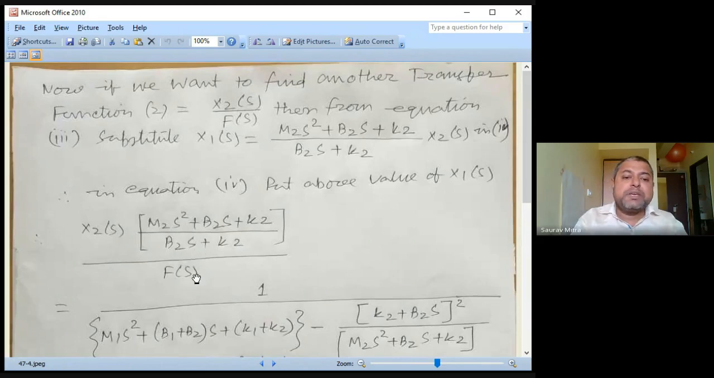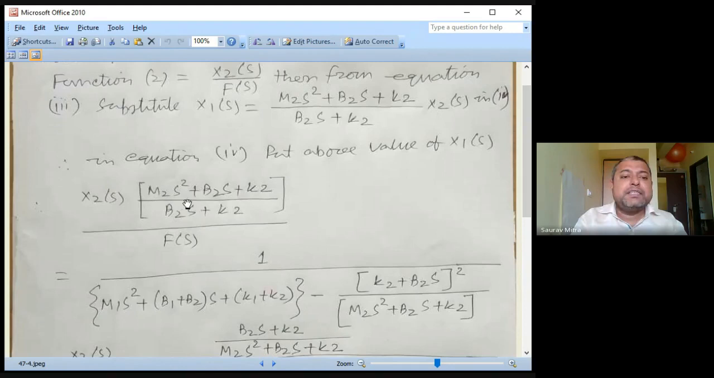In X1(s)/F(s), what is already found is already found. What I have written is, in place of X1 in the numerator, I am writing X2 into (m2 s square plus b2 s plus k2) divided by (b2 s plus k2). Now this whole thing you can give a short name, such as A(s) or something, so your calculation will become much easier. So X2(s) into A(s) you can write down, and then this divided by F(s).